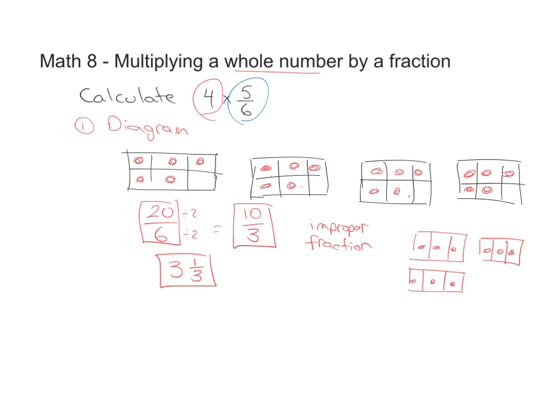Second way: 4 times 5/6. Now this is what I always want us to do first. If we're just going to multiply the numbers, we're not going to draw a diagram. I want to show you how you could do this using our second method, which is just using the numbers and symbols in front of you. The first thing I would always do is write our whole number as a fraction.